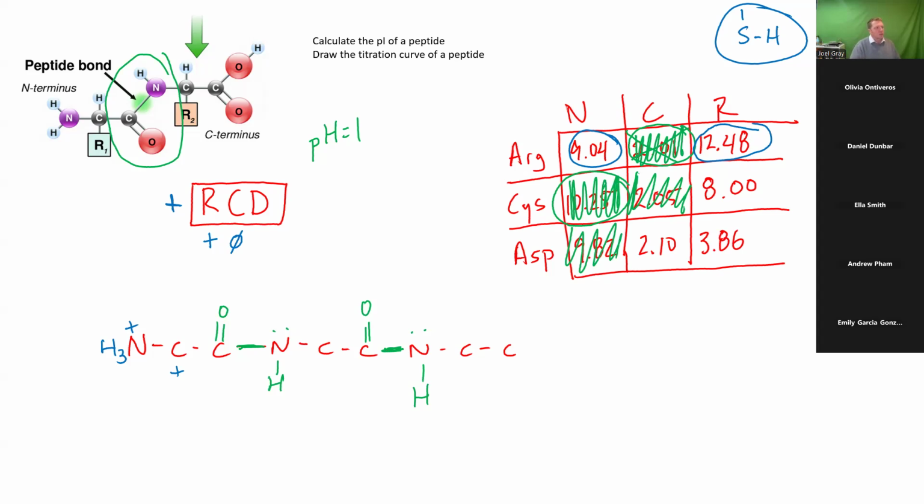Aspartic acid, the C termini is 2.10, and the R group is 3.86. Aspartic acid is a carboxylic acid, so when it's protonated, it has no charge whatsoever. So that's going to be 0. And then last but not least is the C termini of our tripeptide, which is a carboxylic acid, which is going to have a 0 charge.